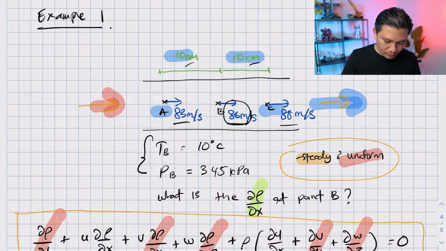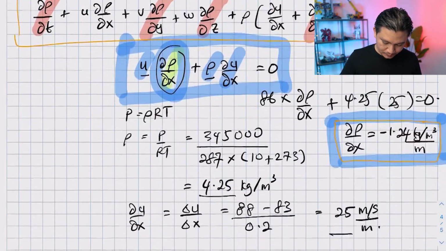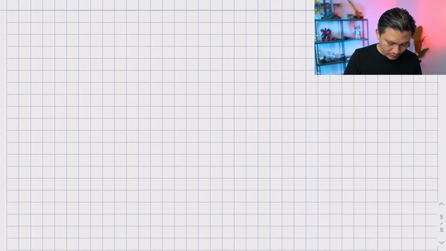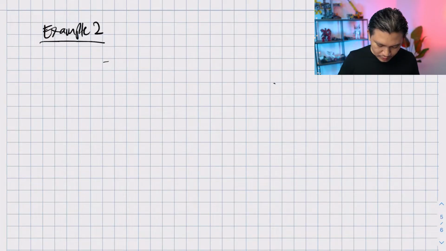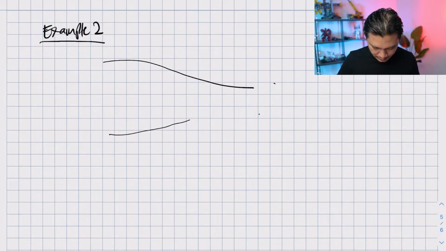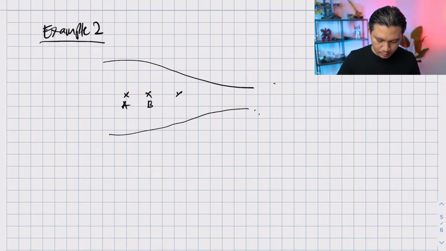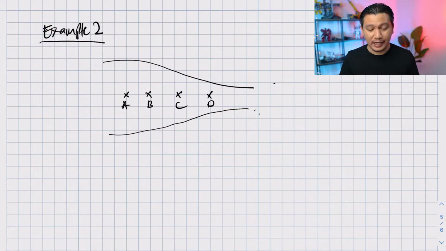Now, let's move on to example number 2. Example 2 is where you have a converging pipe that looks something like this. In this converging pipe, you have 4 points, which are point A, point B, point C, and point D. The flow is moving from left to right. And similar to the previous example, we have measured the velocity at each of these points.